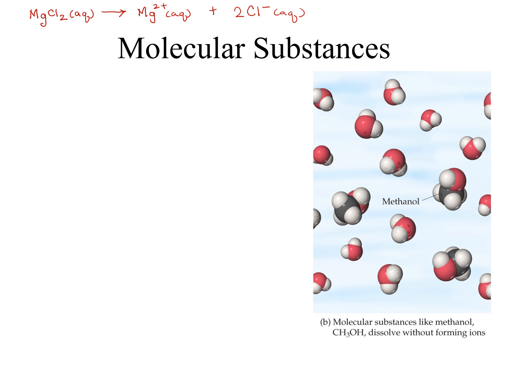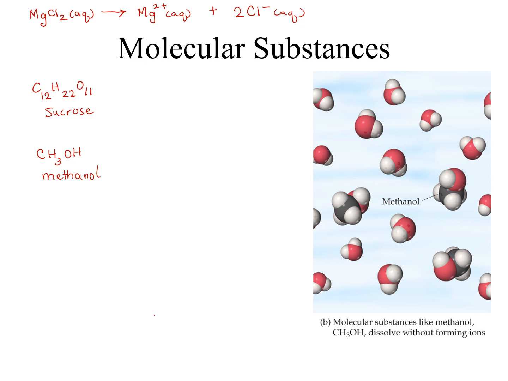Now contrast that with molecular substances. A good example of a molecular substance is sucrose, table sugar, C12H22O11. Usually you identify molecular substances as those that don't have a metal ion, and sucrose is a molecular substance. And so is methanol, shown in this example, CH3OH, methanol. That's also a molecular substance.